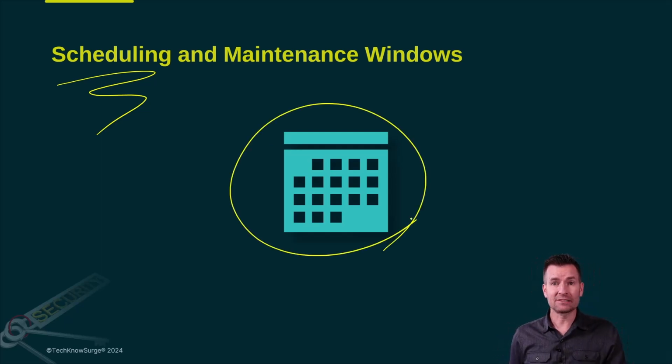Now, usually we have maintenance schedules that are already booked on a monthly basis because we know we need to patch things at least on a monthly basis, maybe a little bit more often depending on what kind of systems we have and if there are any critical patches that come out that are urgent.